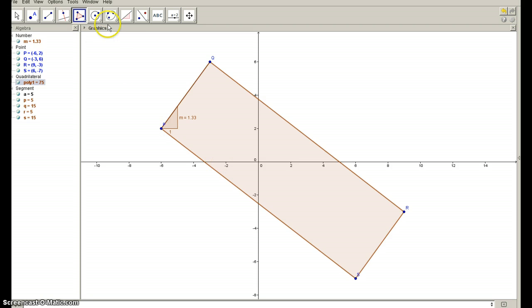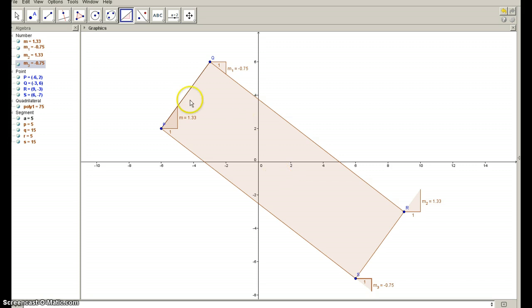So now I can just use my slope tool and find out each of the slopes as I go, right? And I can see that indeed it appears to be a parallelogram, so that the opposite sides are parallel to each other. But that doesn't prove that it's a rectangle.